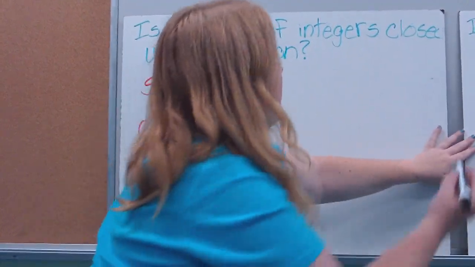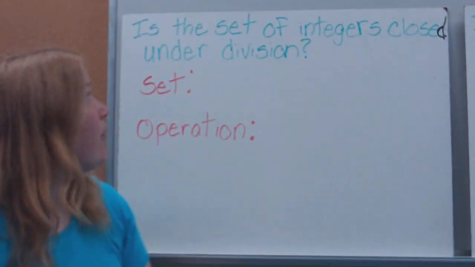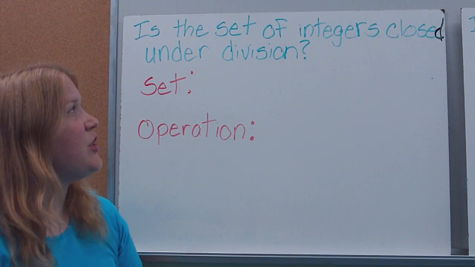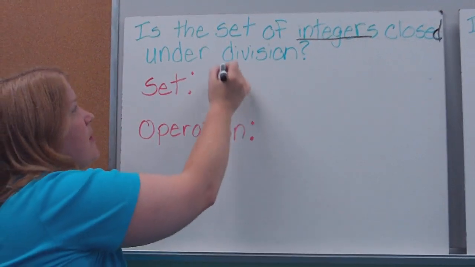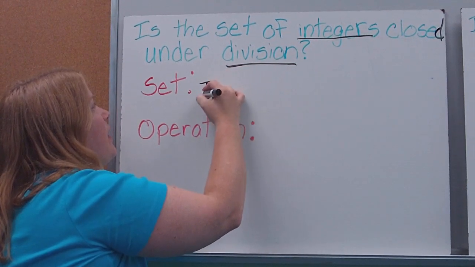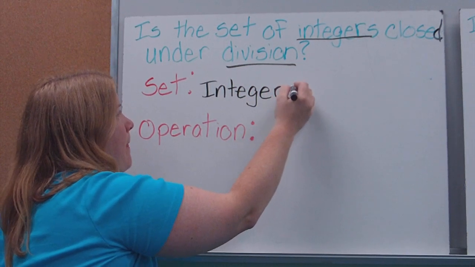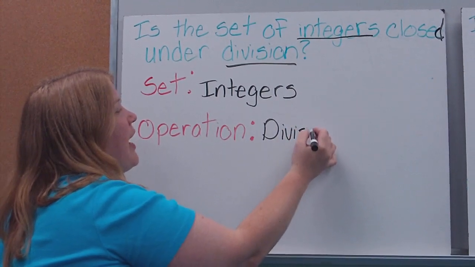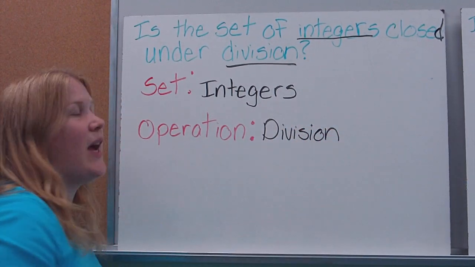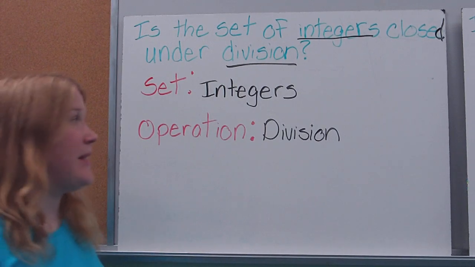All right, our last example, I erased part of my word, is the set of integers. So here's our set, closed under division. So, integers. And my operation was division. So let's think about integers. How did we define integers? Integers were whole numbers and their opposites.